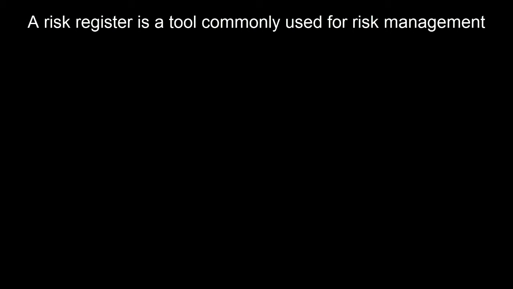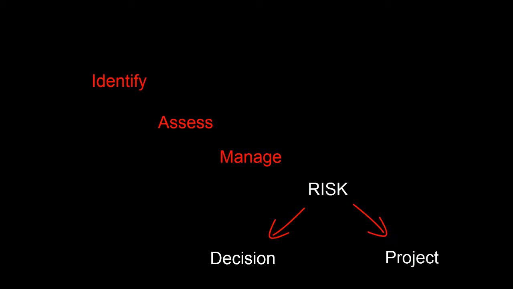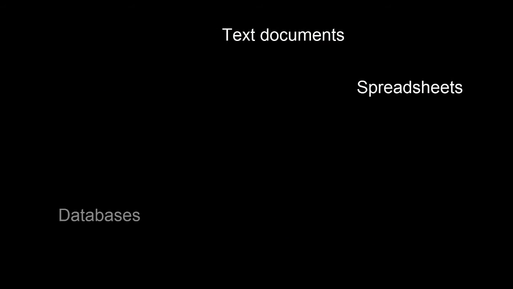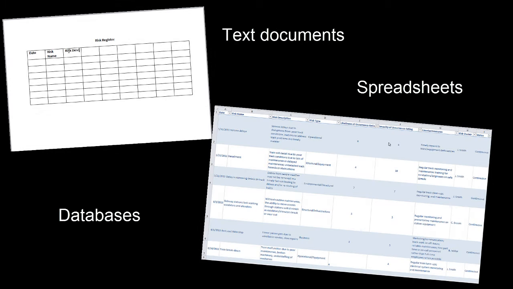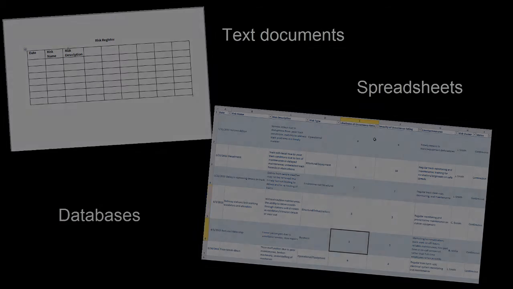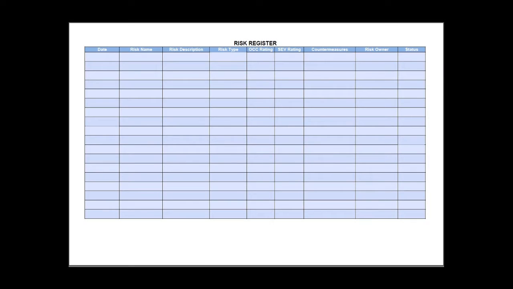A risk register is a tool commonly used for risk management that helps stakeholders identify, assess, and manage the risks associated with a certain decision or project. Risk registers can be found in text documents, spreadsheets, or databases. There is no set standard for how a register must be put together. However, the most effective format is generally a table structure using a database or spreadsheet.